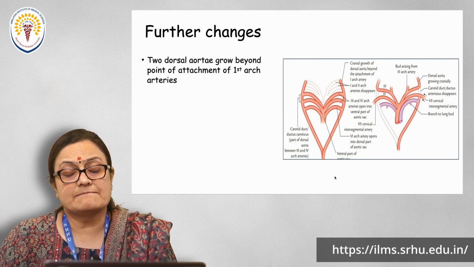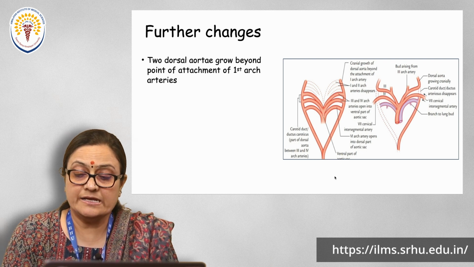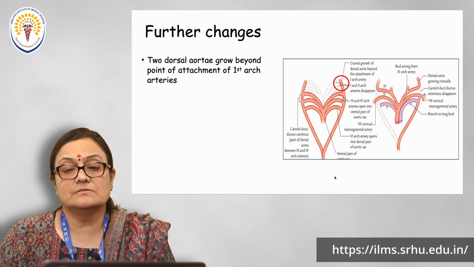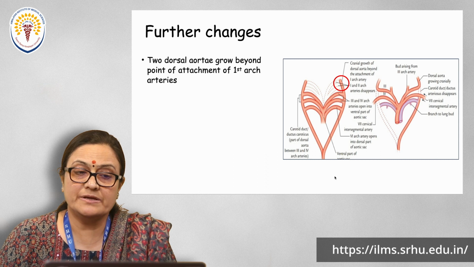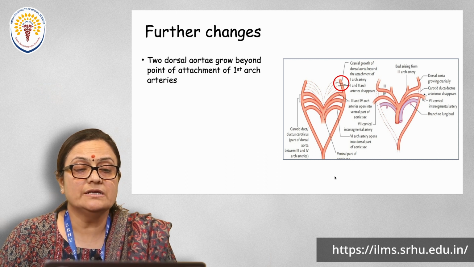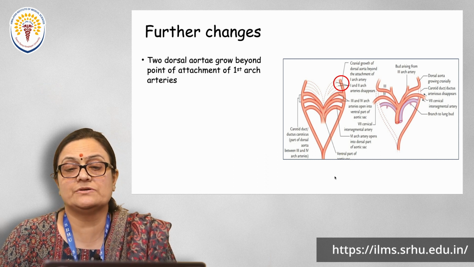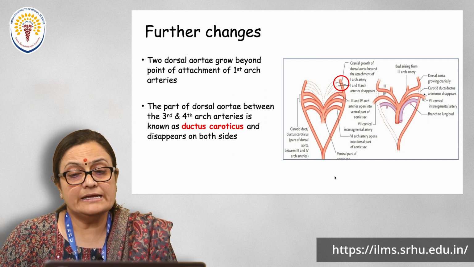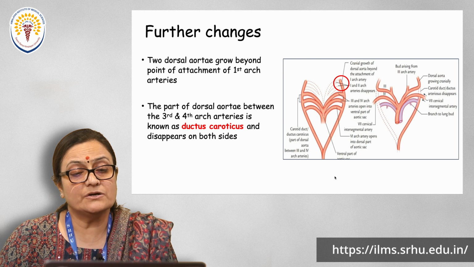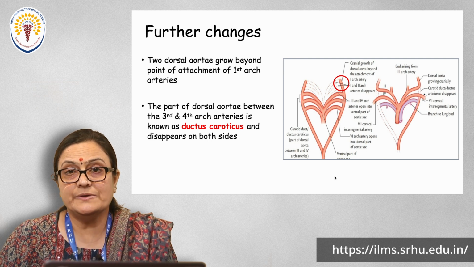But we can see some portion of the dorsal aorta is extending beyond the third arch artery. This part of the dorsal aorta will not disappear, it will remain. So, the two dorsal aortae grow beyond the point of attachment of the first arch artery, and this becomes important. Again, another thing which happens is the part of the dorsal aortae between the third and the fourth arch artery.